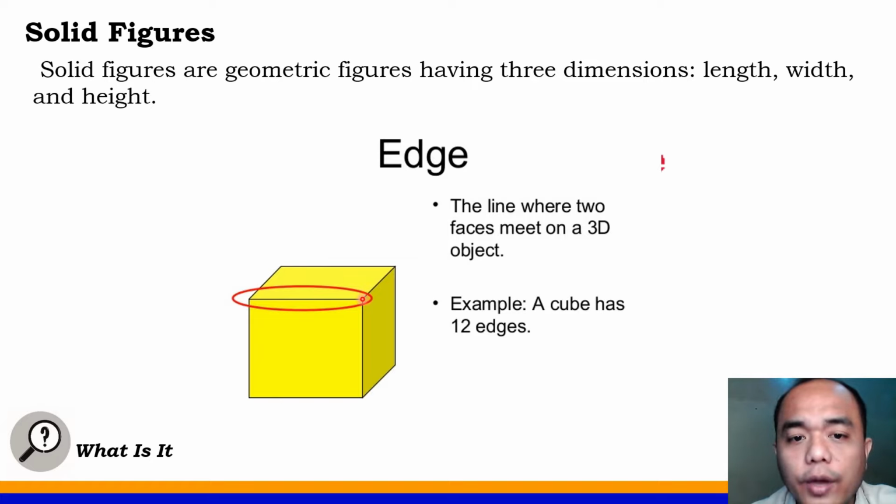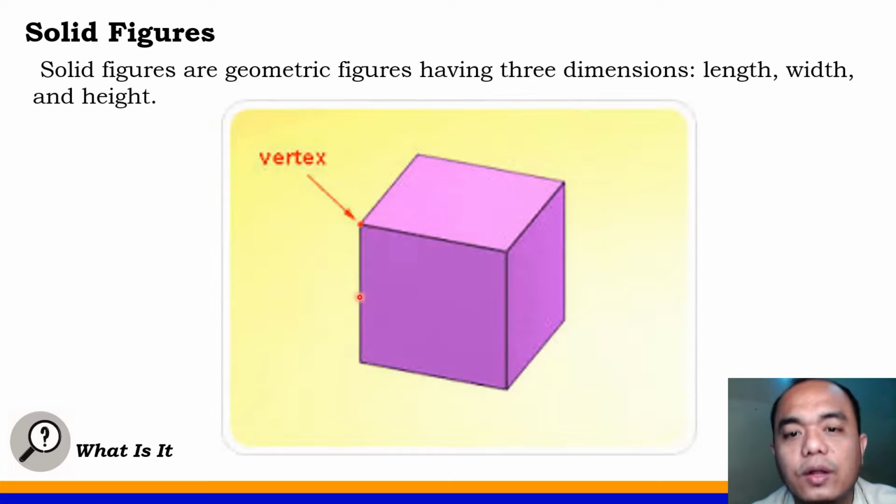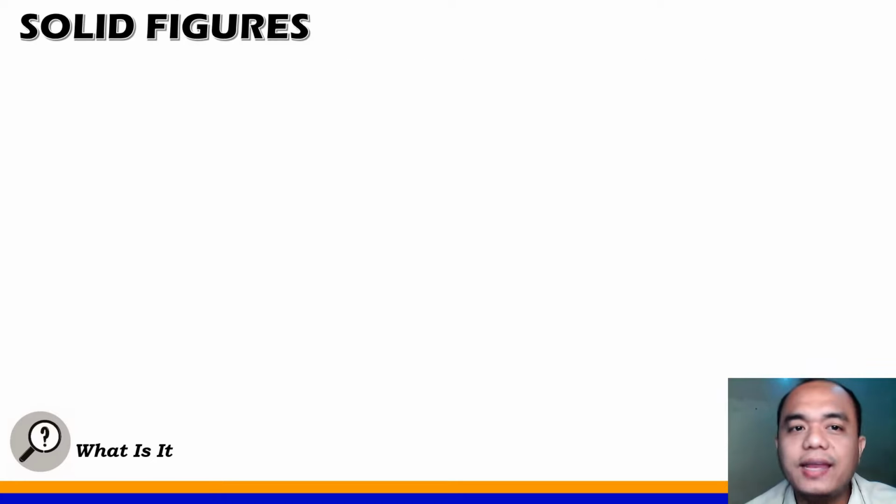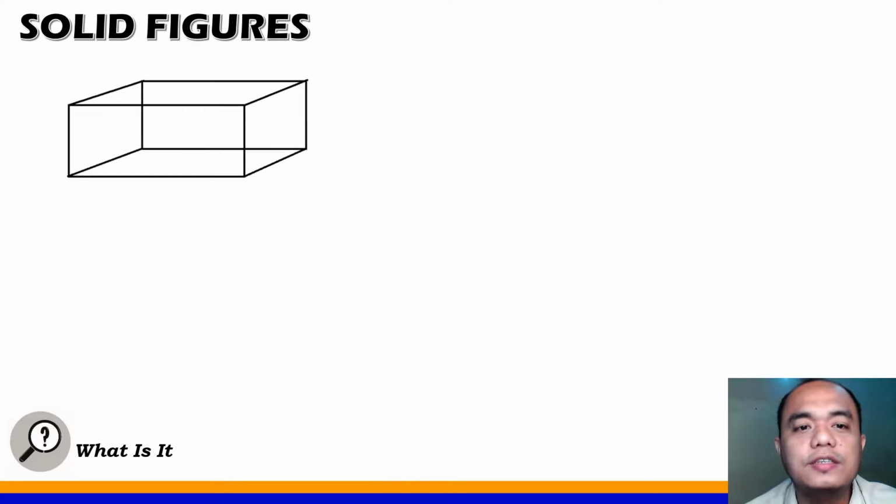What do you call this point wherein two edges met or intersect? Yes, we call this as vertex. Vertex is a point where two edges intersect. So again, solid shapes or solid figures have faces, the edges, and the vertices. Again, let us identify the solid figures. What's that? Yes, that's rectangular prism.